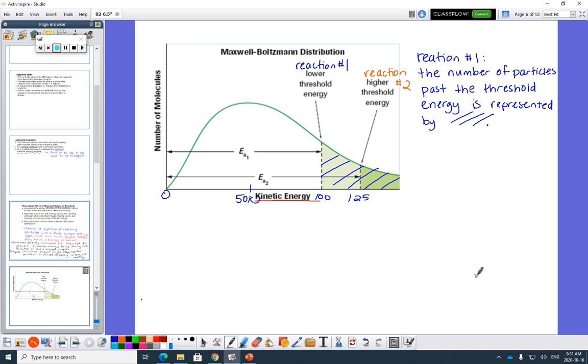Okay, so this reaction number 1, I have picked blue. You could pick whatever you want. So now this is the barrier. So these particles here all are past the threshold energy, or all of these particles, this area under the curve, they have enough kinetic energy to collide effectively.